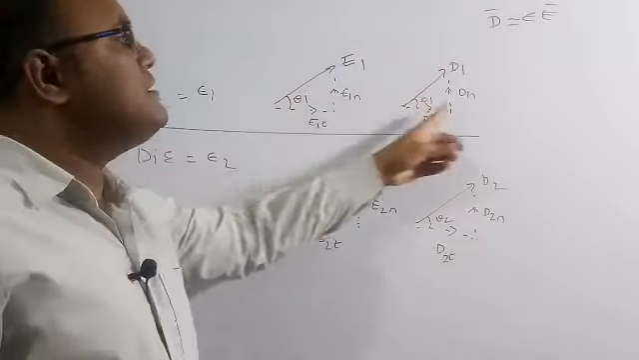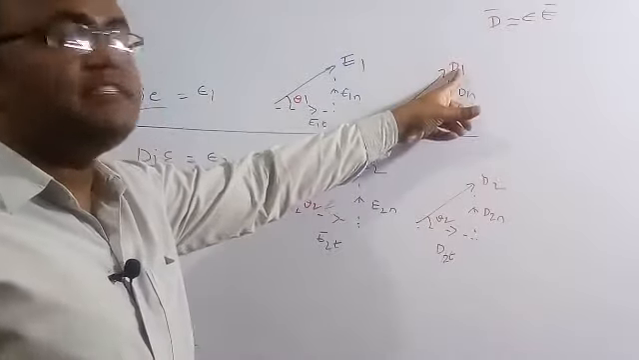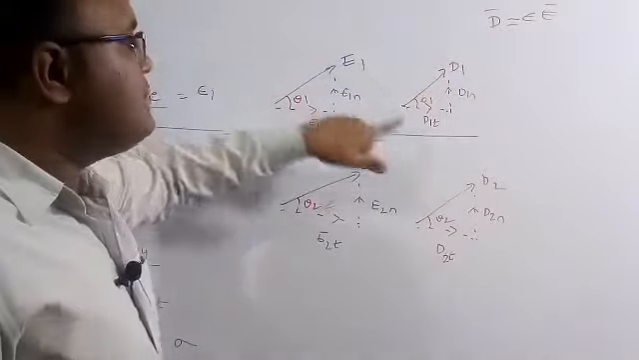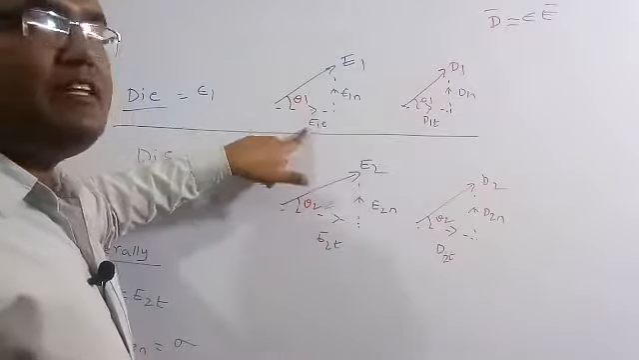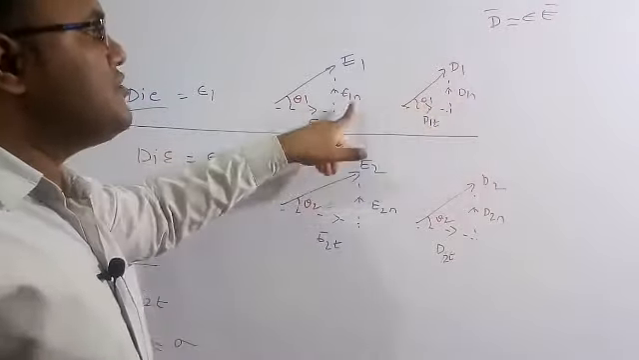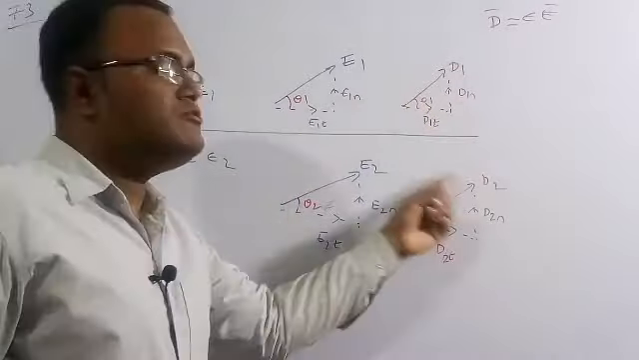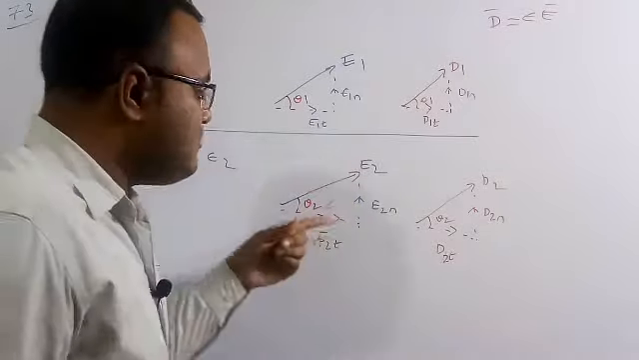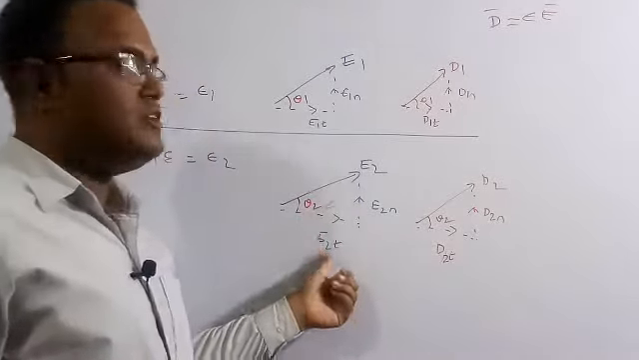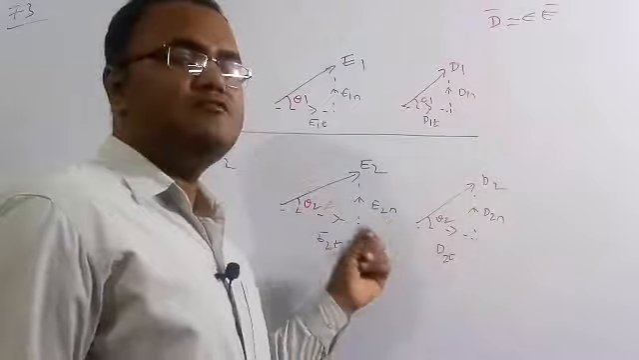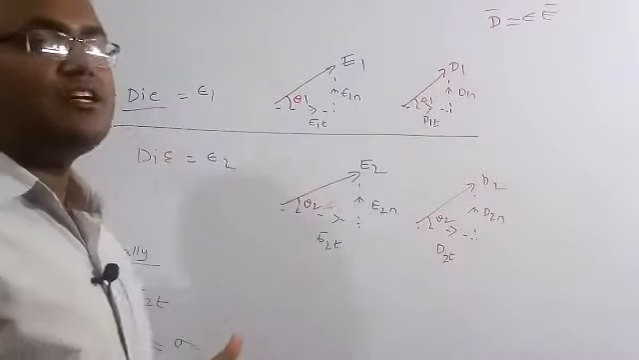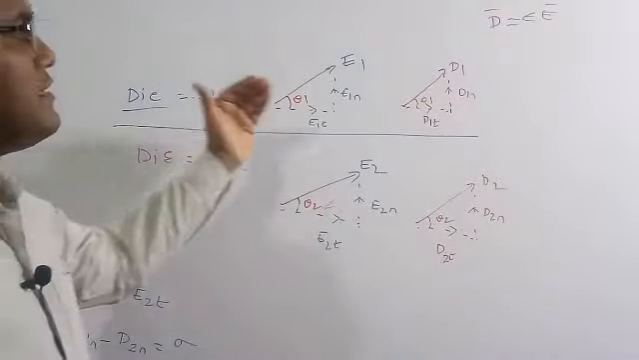So D1 is in the direction of E1, D1 is in the direction of E1T, and D1 is in the direction of E1N. Similarly, D2 is in the direction of E2, D2 is in the direction of E2T, and D2 is in the direction of E2N, because they both are vector quantities. So now this is the relation.